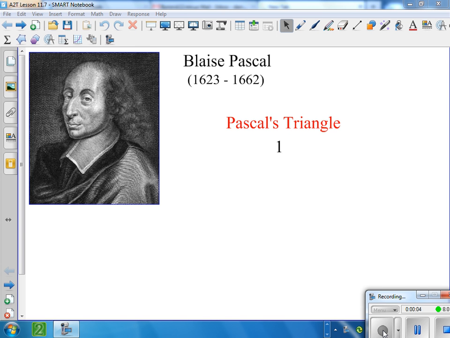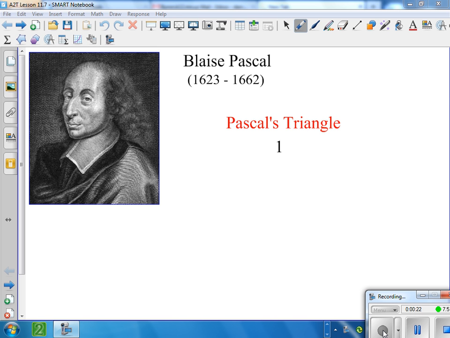Lesson 11.6, we're going to look at the binomial theorem, which we use to expand binomials that are raised to a power. We're going to actually use Pascal's triangle to do it. So let's take a look at what Pascal's triangle is here.